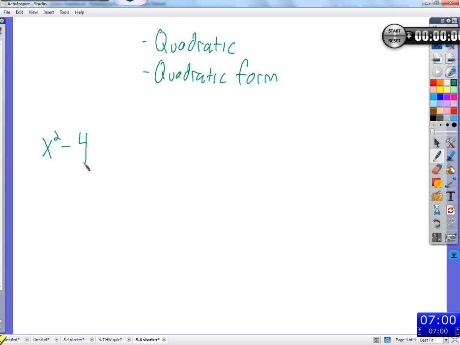Take up a pencil. Take the square root of it. Can you factor that? I just want you to factor it. Write it as a product of 2 polynomials. That's what I want you to do.